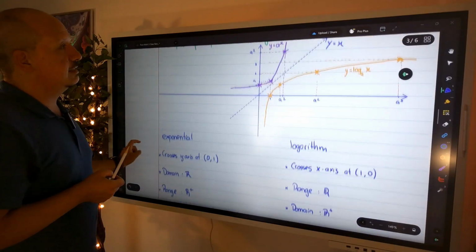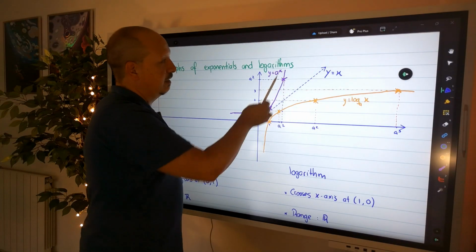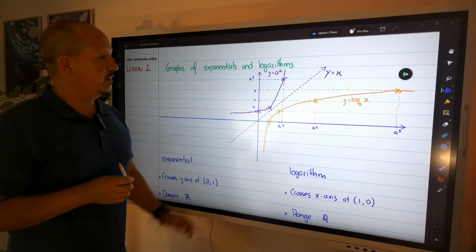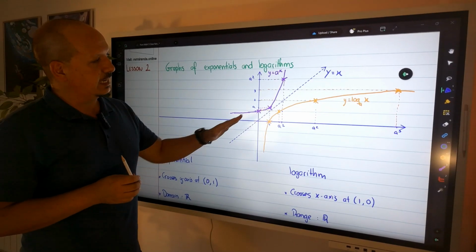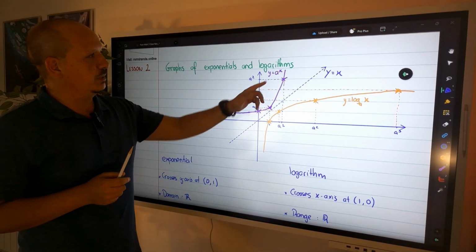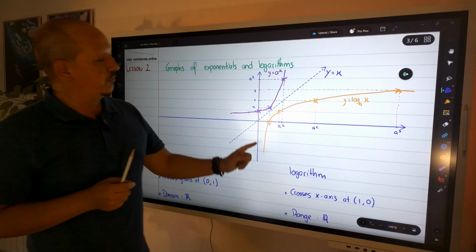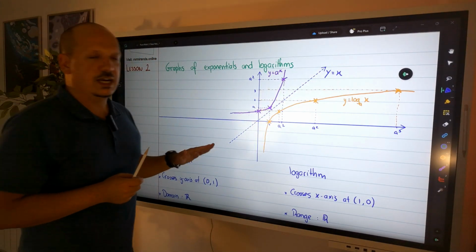So you already guessed it. That's why I have here the line y equals x. One is going to be the inverse of the other, represented here on the line y equals x. This is just a sketch, but this line over here is supposed to be the reflection of this line over here on the line y equals x.